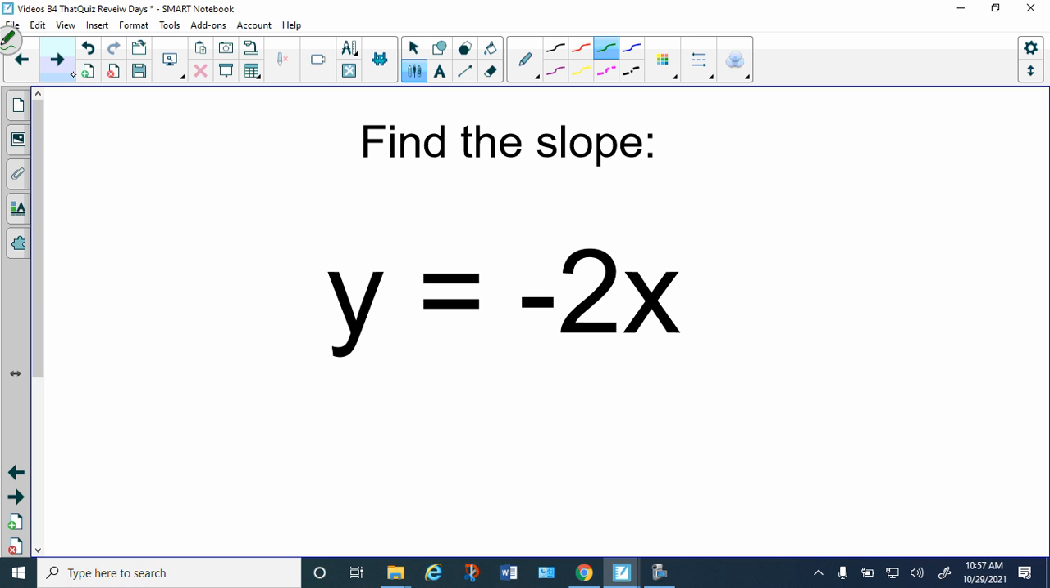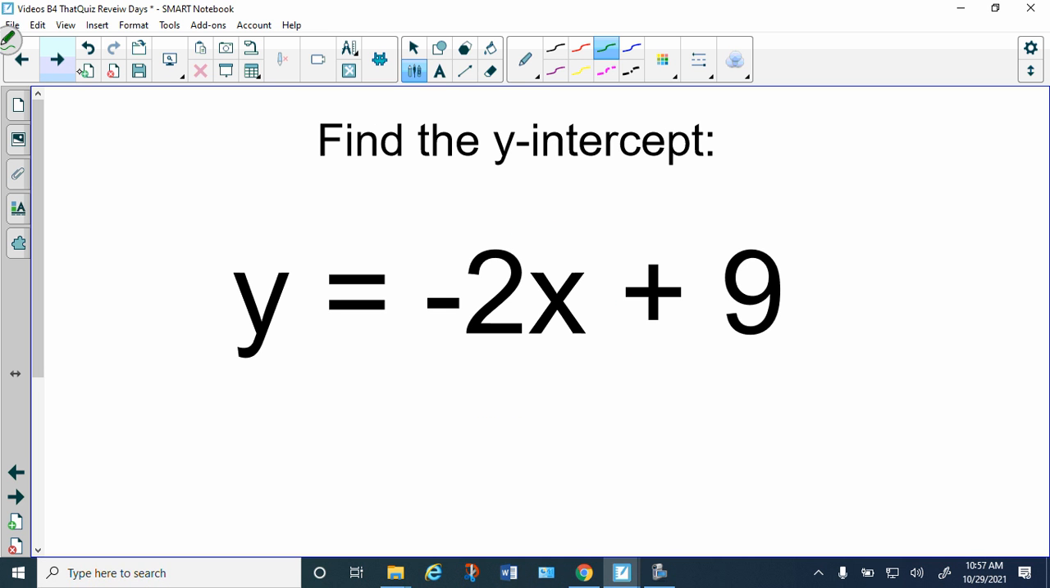All right, write it down. Find the slope. y equals negative 2x. And so this is interesting. I think I did this one because there's no b, right? There's no y-intercept, and maybe that's going to confuse some people, but not us. We look at that and we know what the slope is. It's that number in front of the x.